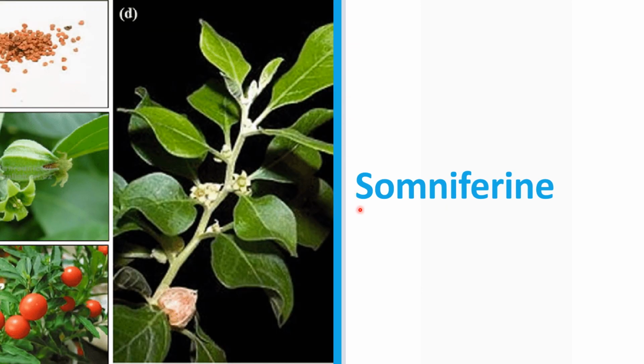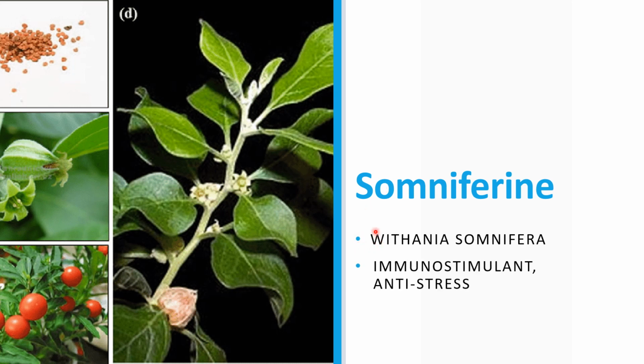Another alkaloid is the somniferin. Somniferin is derived from Withania somnifera. It is considered to be an immunostimulant and an anti-stress agent. The plant Withania somnifera is a winter cherry belonging to the Solanaceae family, and it is also used in treating a wide variety of illnesses, including asthma, diabetes, hypertension, stress, arthritic diseases, and also cancer.